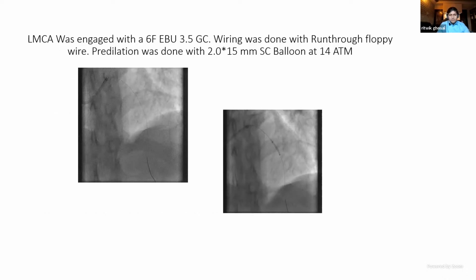So after stabilizing this patient with hydrocortisone and antihistaminic anti-allergy drugs, the LMCA was engaged with a 6 French EBU 3.5 guide catheter, and then the wiring was done with a Runthrough floppy wire, and a small 2.0 by 15 semi-compliant balloon was taken for dilatation, but there was a tight lesion in the proximal LAD, so the balloon could not pass this lesion. So here we had to dilate this lesion at 14 atmospheric pressure.